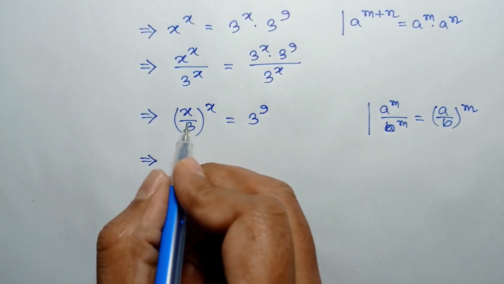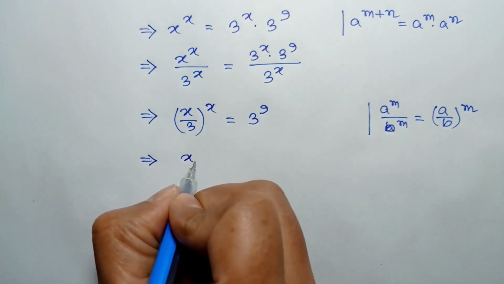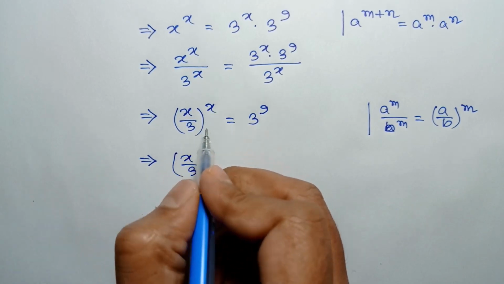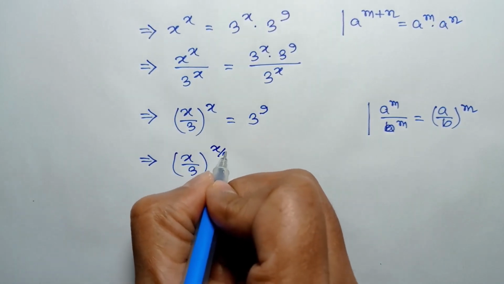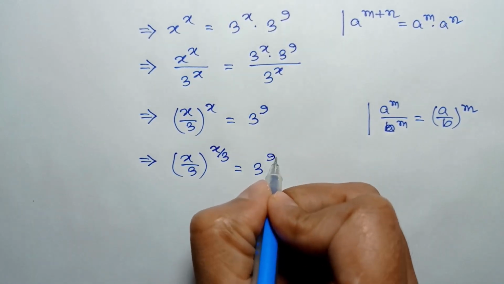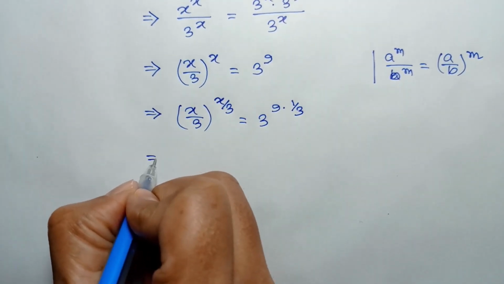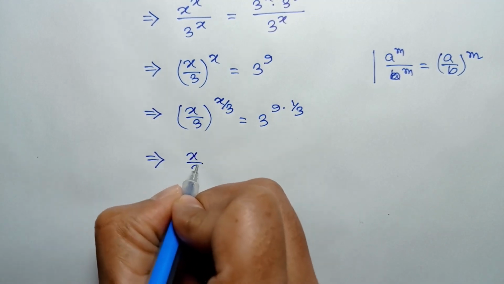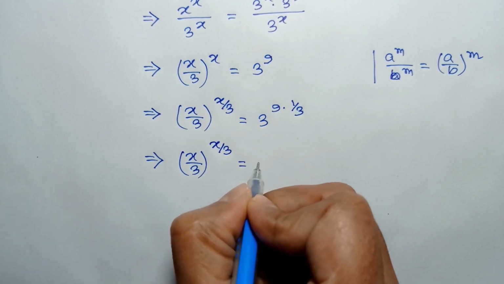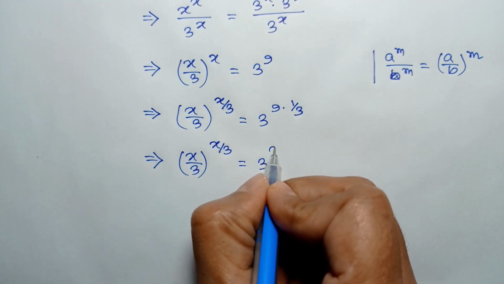Raising both sides to the power 1 over 3, we can write x over 3 whole to the power 1 over 3 times x, which is x over 3, is equal to 3 to the power 9 times 1 over 3, or x over 3 whole to the power x over 3 is equal to 3 to the power 9 times 1 over 3, which is 9 divided by 3, that is 3.